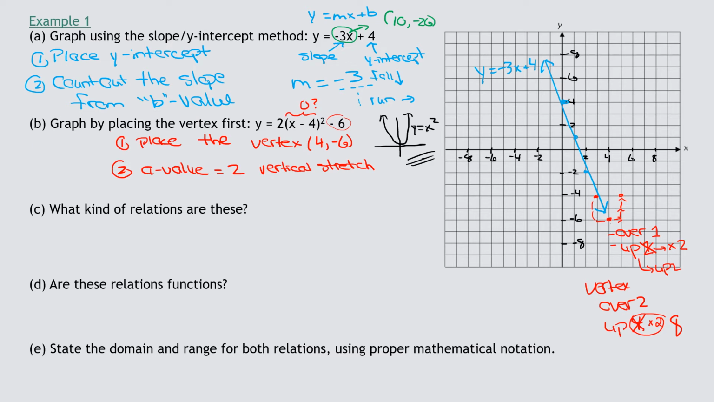Let me put it in another color here. I'm going to go over 2, 1, 2, and up 8. 1, 2, 3, 4, 5, 6, 7, 8. Here we go. Same thing on the other side. Over 2 and up 8 will take me to here. I'm just going to put those in red. So I've got 5 dots on there, and that's all I need for a parabola. 5 is plenty. If, as I was doing that, you thought, what is she doing? That is so confusing.